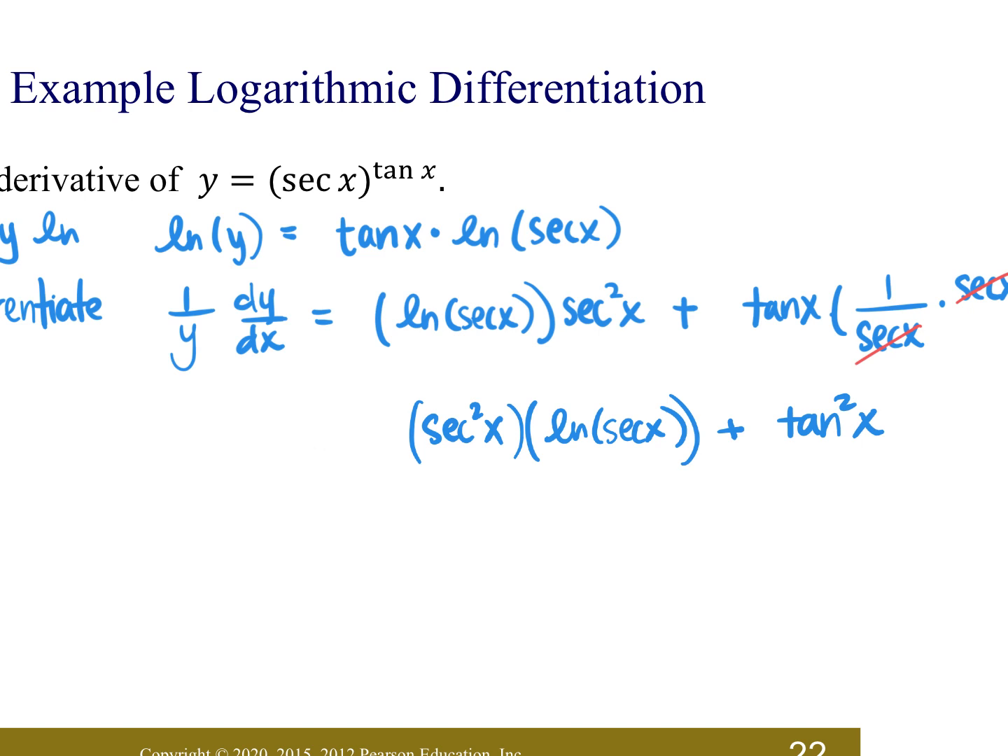And eventually, what will I be multiplying that whole quantity by? Y. And what is that? Yeah, secant x to the tan x. And then that would be equal to dy dx by itself. So you can start to combine terms as you get more comfortable, and you don't have to simplify that anymore. Once you've got dy dx alone, you can be done.